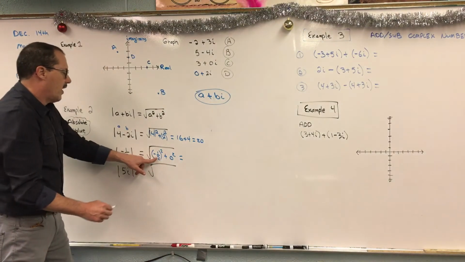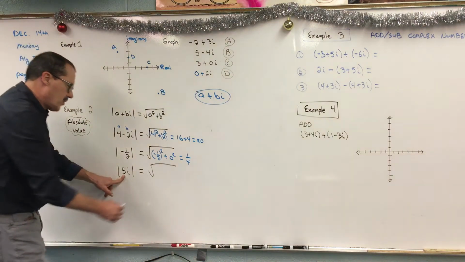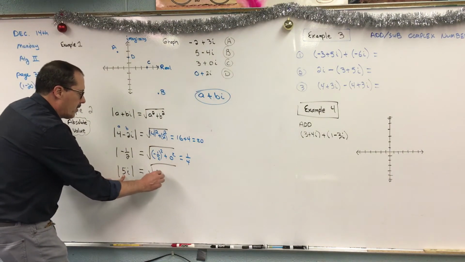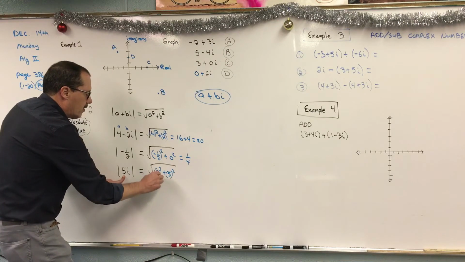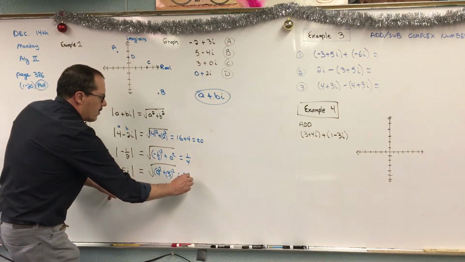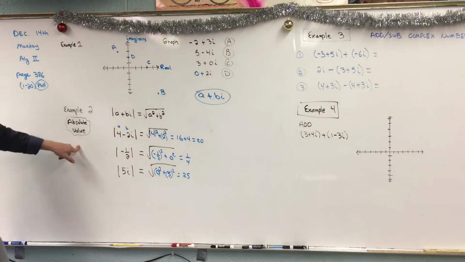And so negative 1/2 times negative 1/2 is 1/4, and you're done. For this one, there's no real number, so it'd be 0 squared plus 5 squared, and that would give you 25. All right, so those are just examples of how to do absolute value.